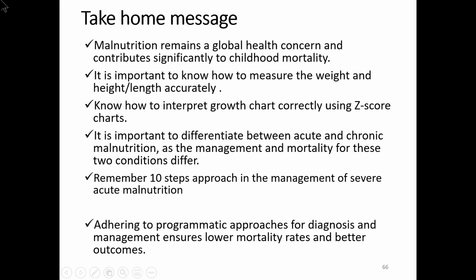So lastly, as we finish, I hope so far we have learned something. As a take-home message, just remember that malnutrition remains a global health concern and contributes significantly to childhood mortality. You have to know how to measure the weight and the height accurately. We have shown you with those growth charts how to interpret. It's time for you to practice interpreting them so that when they come to you, you should be able to plot them correctly.